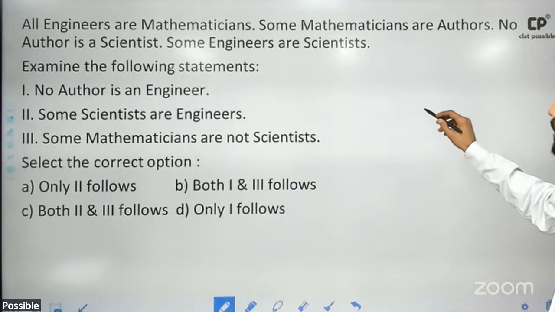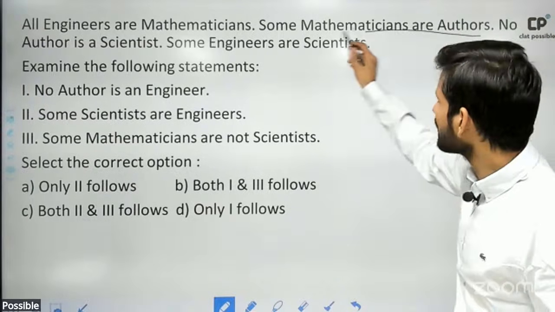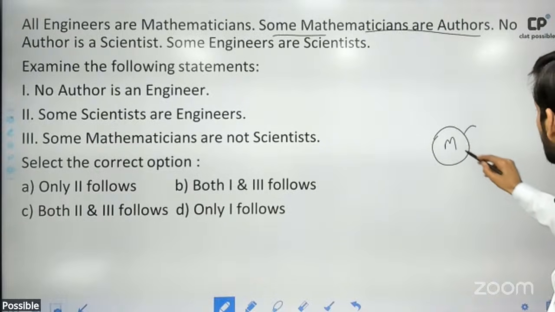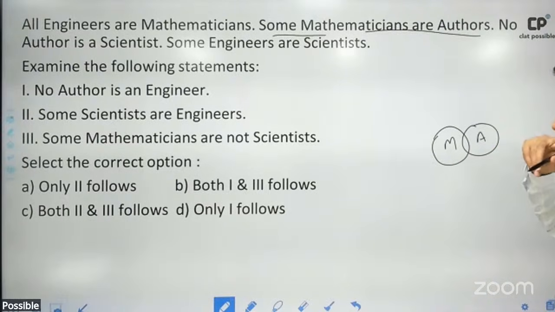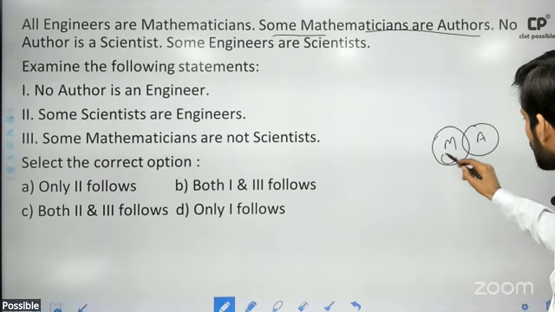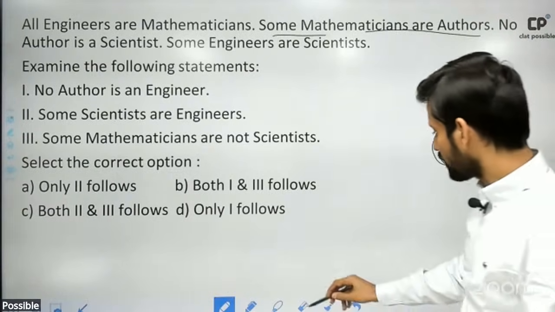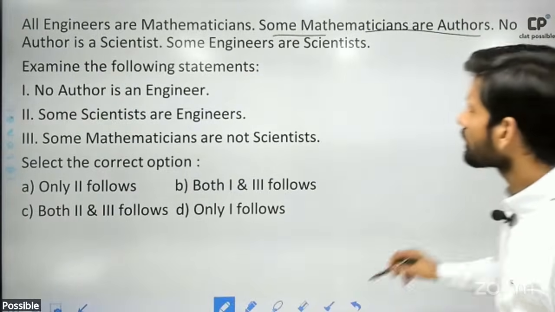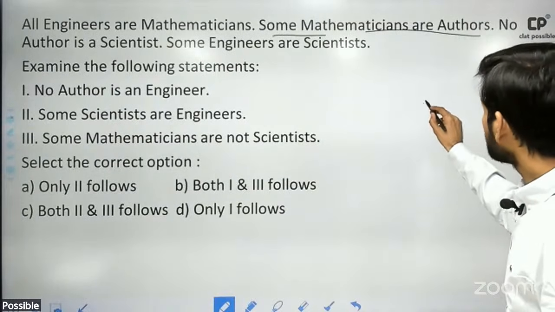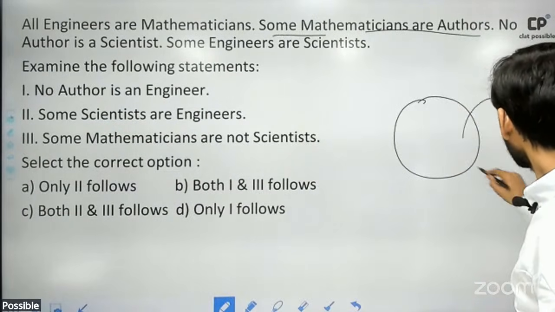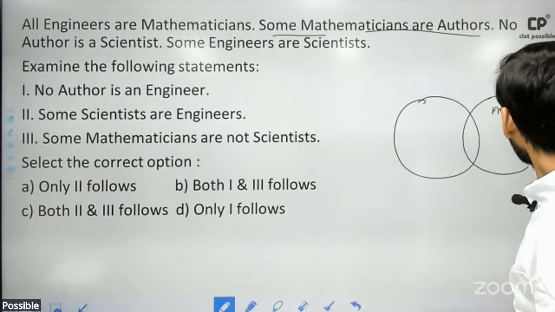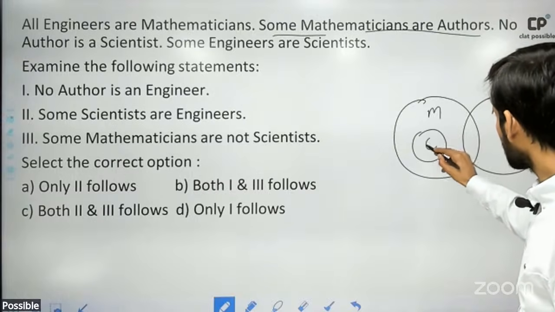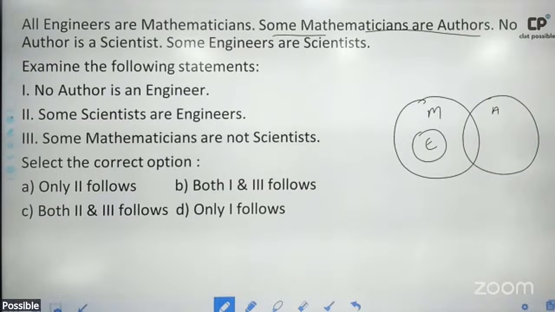All engineers are mathematicians. Some mathematicians are authors. So we'll start with this, right? ये sum वाले statement से. So some mathematicians are authors. Then all engineers are mathematicians. So I'm drawing engineer. Maybe I'll draw bigger circles. Authors, mathematicians, engineers. Okay. Then no author is a scientist.